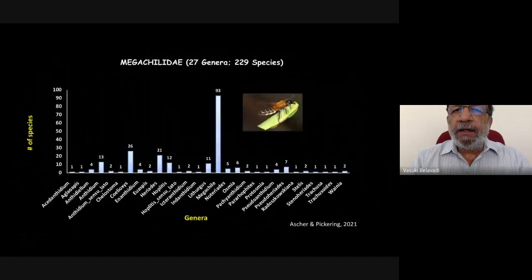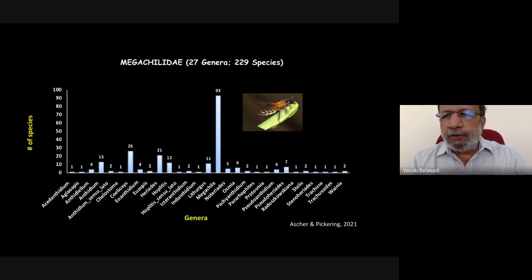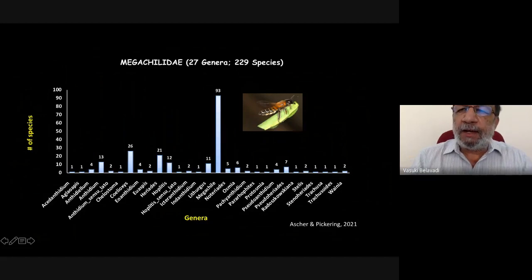And Megachilidae includes the leafcutter bees and resin bees. Leafcutter bees are called so because they cut pieces of leaves, and they use these leaf bits to line their cells when they construct their nest. The most speciose genus is Megachile. The genus Megachile has 93 species, and this is one of the major groups of pollinators, very important pollinators of several crops and several plants. You have 27 genera and 229 species in Megachilidae.